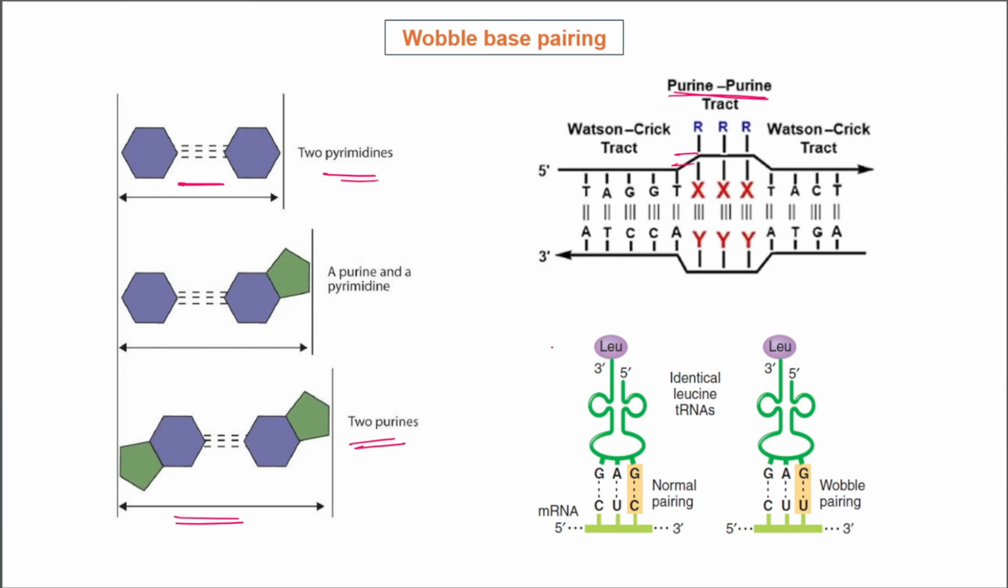So in conclusion, the wobble hypothesis explains how the cell maintains accuracy while still using fewer tRNAs. The first two bases of the codon pair strictly through Watson-Crick rules, while the third base is flexible and allows limited non-standard pairing. And this controlled flexibility keeps the geometry of the codon-anticodon helix acceptable for the ribosome and allows one tRNA to read multiple codons.